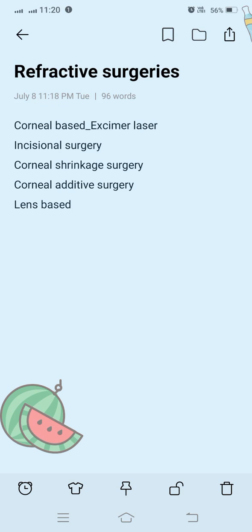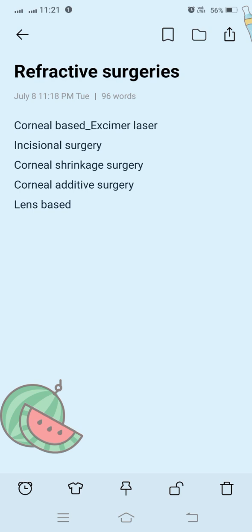LASIK, SMILE. So PRK is photorefractive keratectomy in which epithelium is removed, stroma is selectively ablated with the excimer laser, and then BCL applied. The approximate refractive error that is corrected by this technique is +6 diopter spherical to -12 diopter sphere. So this is the range, and up to 5 diopter cylindrical can also be improved by this technique.